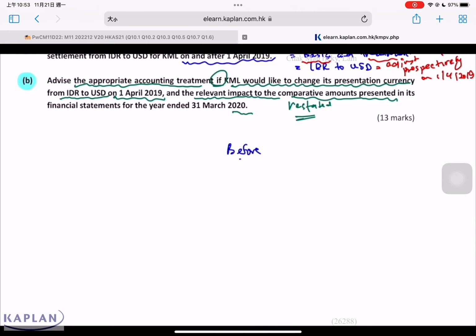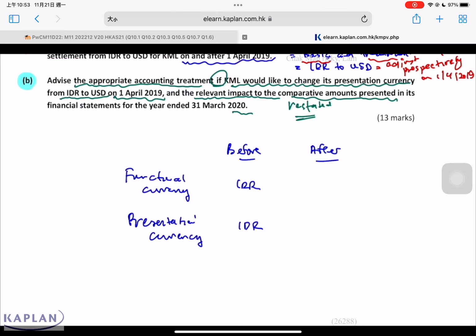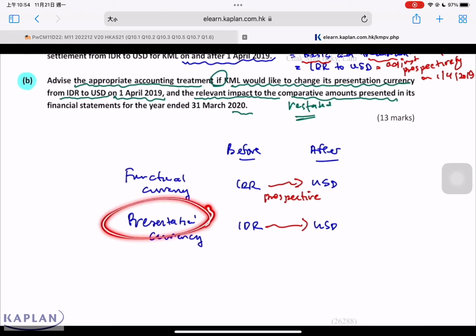For this question, before, the functional currency is Indonesian rupiah. The presentation currency is Indonesian rupiah. After there's a change to US dollar, from Indonesian rupiah to US dollar, this change is due to a change in the primary economic environment in which the entity operates. This change of functional currency from Indonesian rupiah to US dollar, we have to apply prospectively. When there's a change in presentation currency from Indonesian rupiah to US dollar, this change is a change in presentation. If it's a change in presentation, it's considered a change in accounting policy. If it's a change in accounting policy, we must apply the change retrospectively, which means we must go back to the prior year and restate the comparative figure.